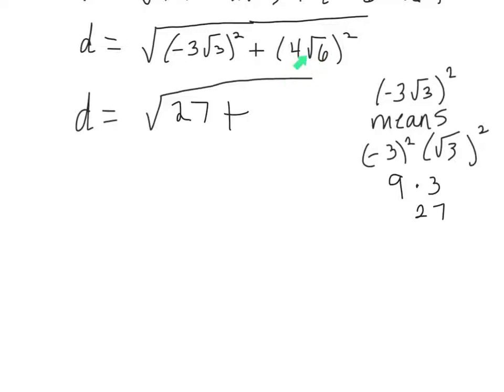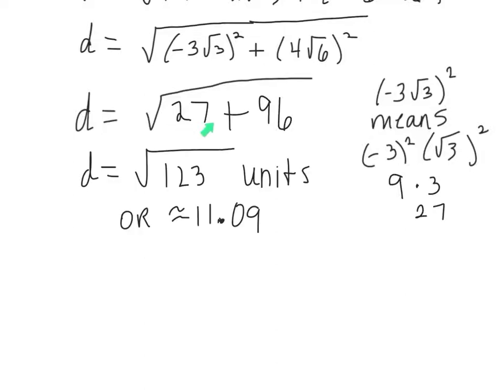And the same thing happens here. We're squaring a product. So 4 squared is 16. The radical squared will just give us 6. 16 times 6 is 96. Doing the addition here, the distance equals square root of 123 units, or approximately 11.09.